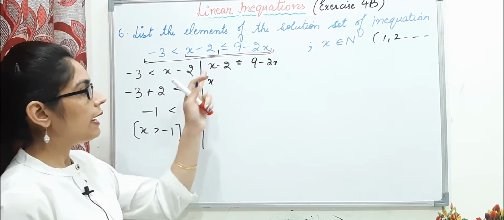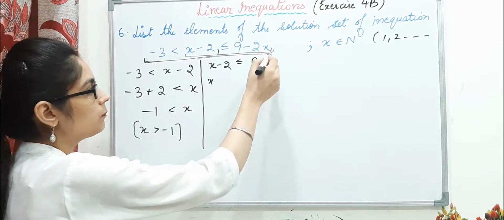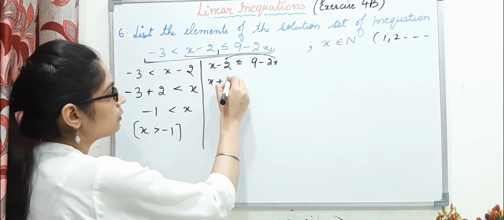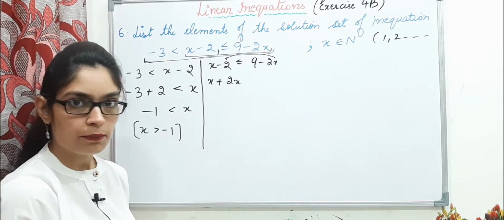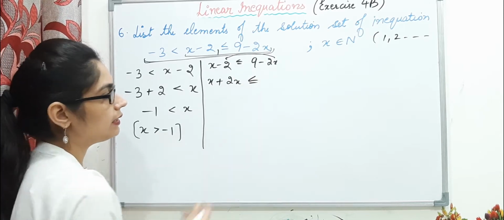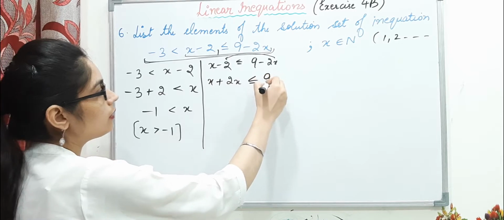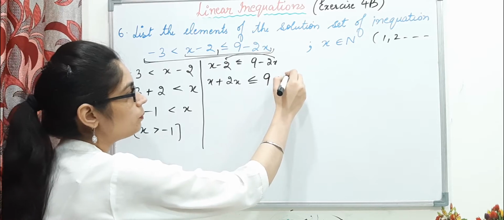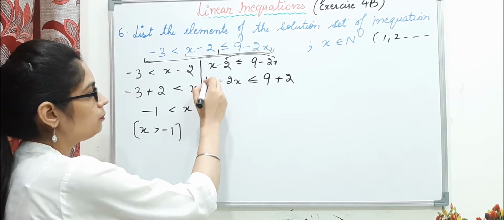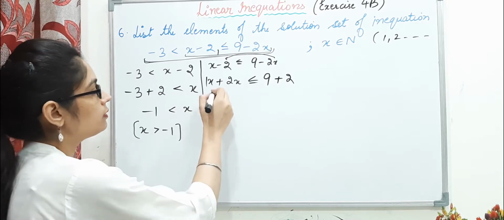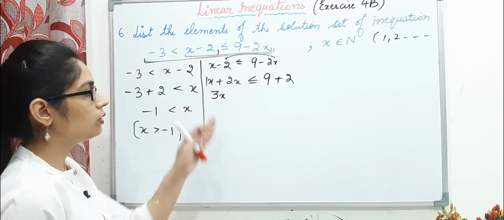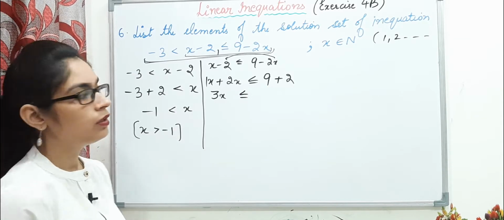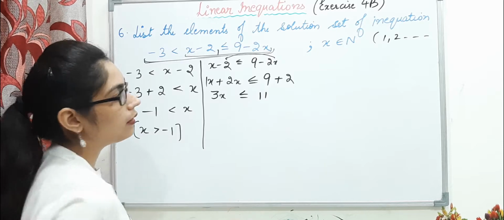So 2x and this x, both of these are like terms. So I can shift 2x to this side: minus 2x, on changing the side, will be changed to plus 2x. The sign of inequality will remain the same. This is less than or equal to 9, I am writing on this side, and minus 2 I am shifting to the other side. So minus 2 will be changed to plus 2. X means 1x, 1 plus 2 is 3, so 3x I have to write, because it is 1x plus 2x, less than or equal to 9 plus 2, and 9 plus 2 is 11.